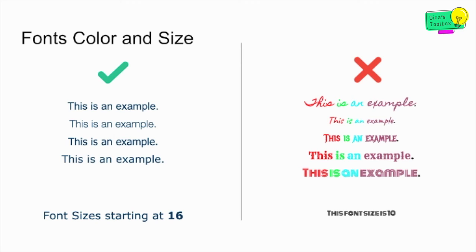For your font's color and size, you want to make sure that all the text that you're putting in one chunk has the same color. Because if you compare the ones on the left to the ones on the right, you're going to notice that we can read the statement, "This is an example," a lot easier and simpler than the one that has 4 different colors. Using many colors ends up being a distraction. Also pay attention to your font size. The fonts on the left start at size 16, and you always want to make sure that the farthest person sitting for your presentation is able to read the text.